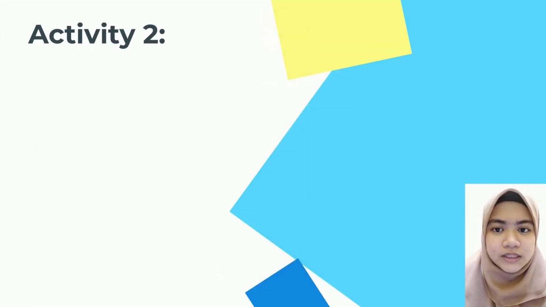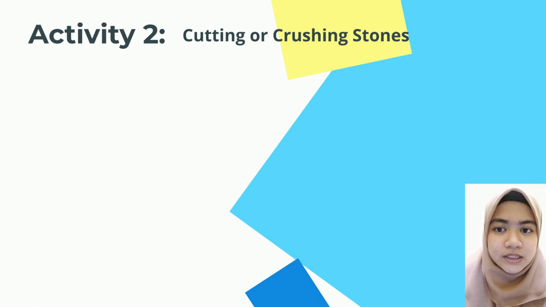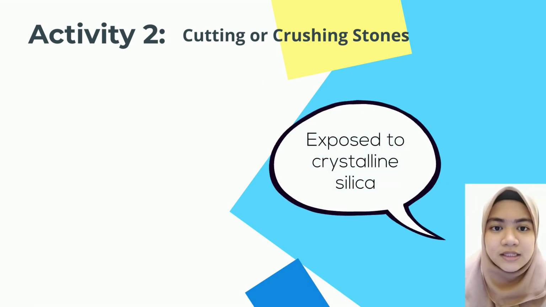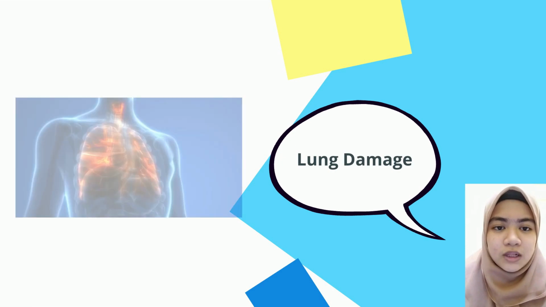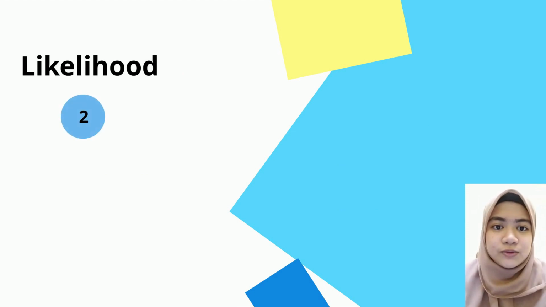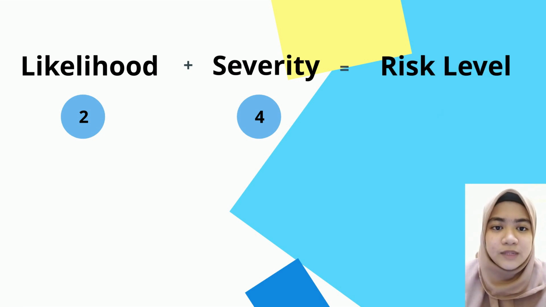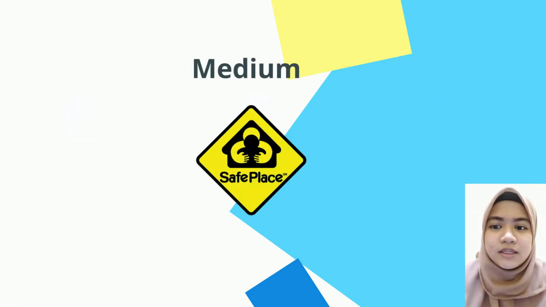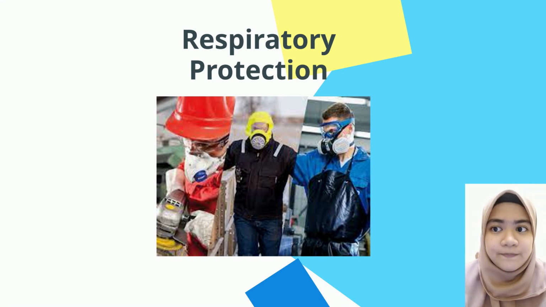Activity number 2 is crushing stones and the drilling process. The workers will be exposed to crystalline silica dust and cement dust, which lead to a lung damage called silicosis if overexposure happens. The likelihood is 2. Meanwhile, the severity is 4, which causes the risk level to become 8, in medium condition, which is quite safe since the existing major control is there, by wearing respiratory protection.